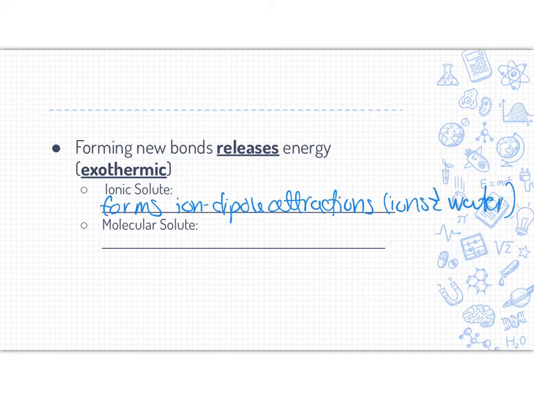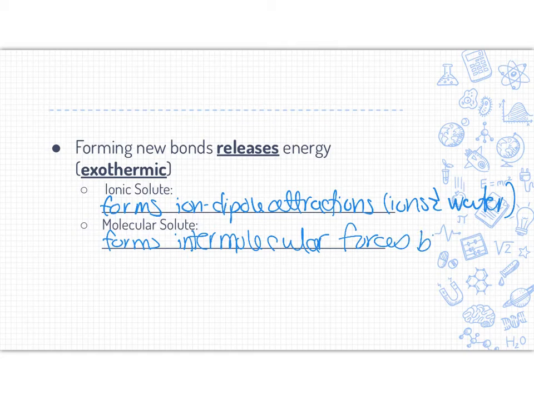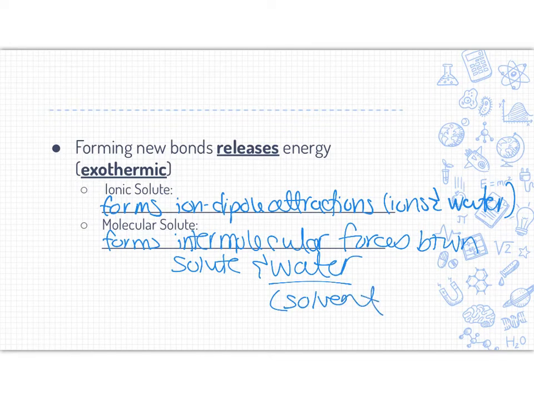In a molecular solute, the same thing is going to happen, except it's not an ion. They are forming intermolecular forces or intermolecular bonds between the solute and water. We're almost always going to be dissolving in water here, so we can use that. So it's solute and water, or solute and solvent if it wasn't water.